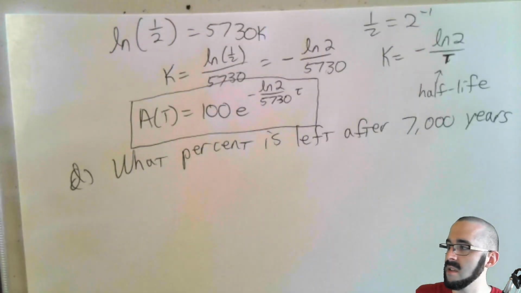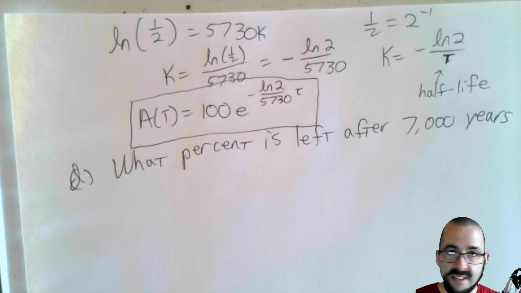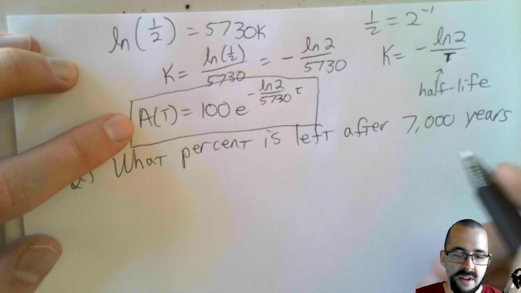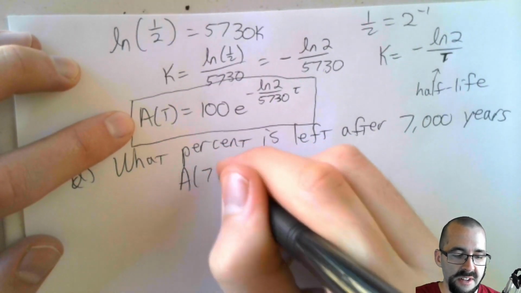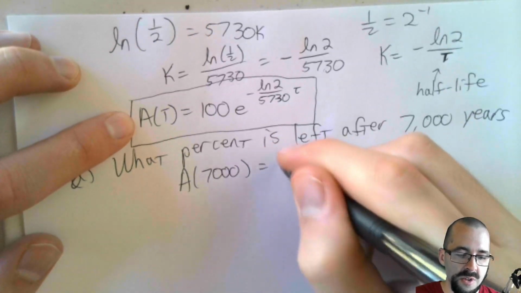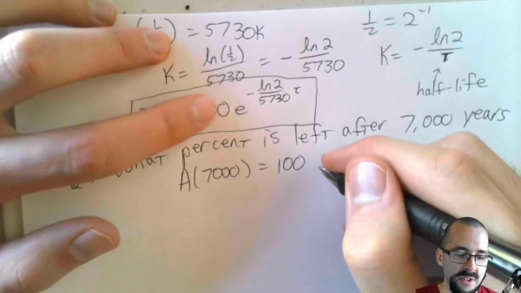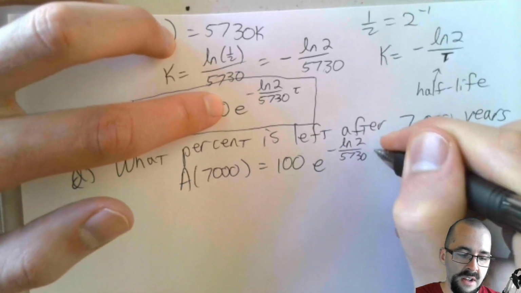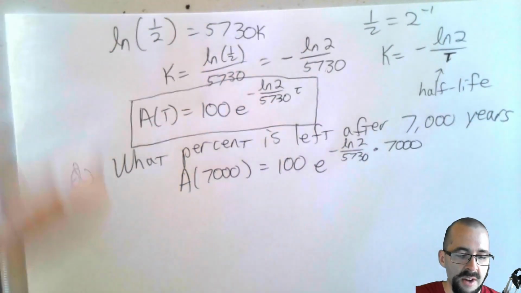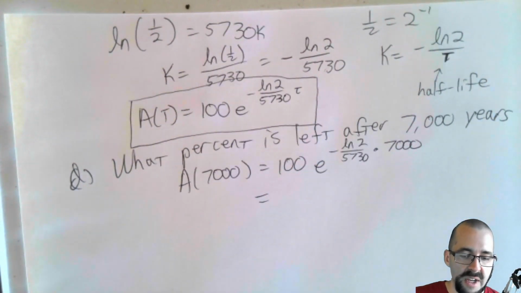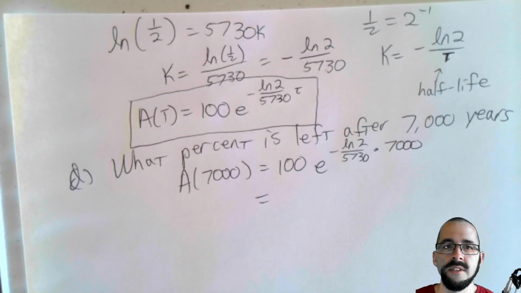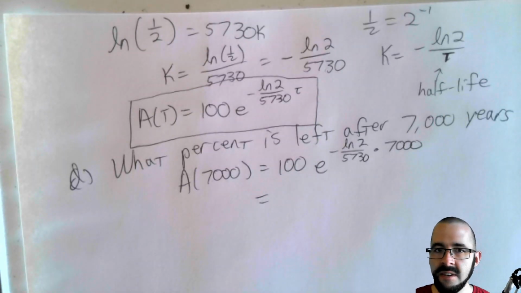Okay? That's what we're expecting here. Let's see if it's between 25 and 50%. So we already did the hard work. We just need to find what A of 7,000 is. We're just going to use our formula. It's going to be 100 times e to the negative natural log of 2 over 5730 times 7,000. And really the hardest part for part D is just making sure that you plug it into your calculator correctly. Okay? So be very careful with your calculator.